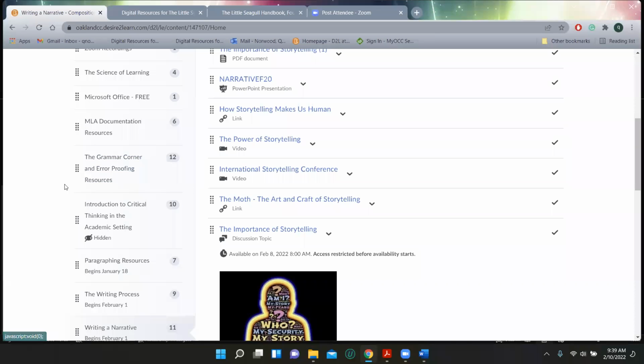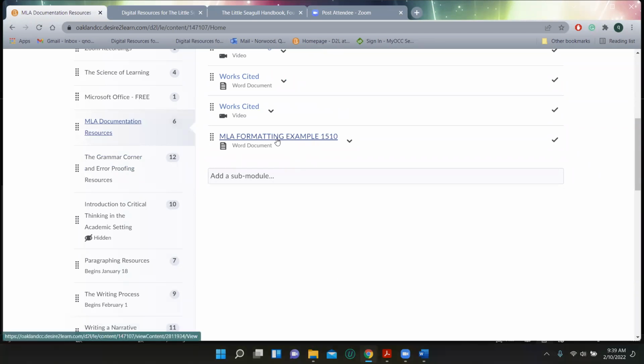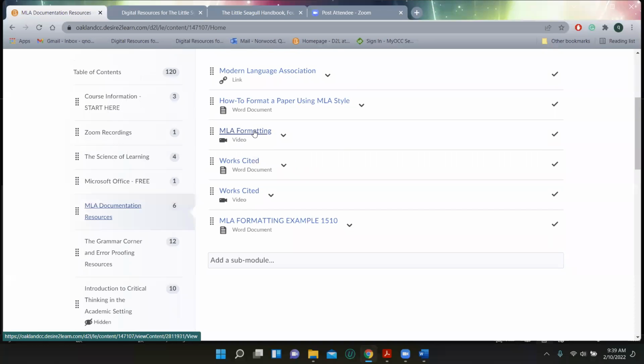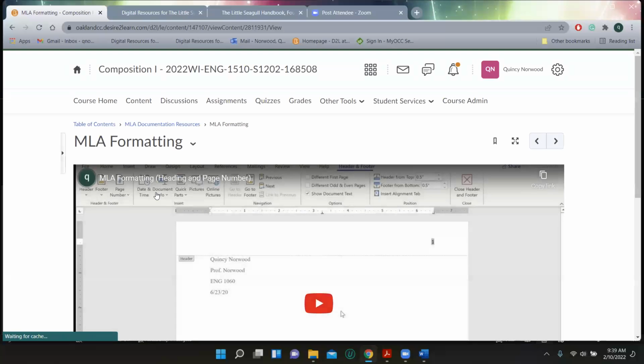Now, I'm leaving the writing a narrative module, and I'm going back just as a reminder to this MLA documentation resources module. If you need help formatting your paper, check this one out. This is just me getting the page numbers up, but I do have another video of me doing the whole thing, so I'll find that and upload it to this module. So check that out if you had issues formatting.